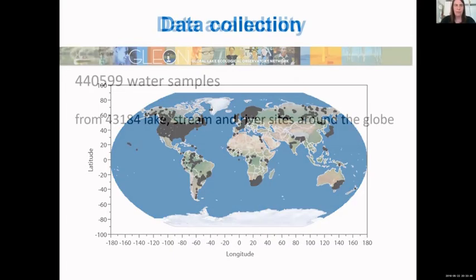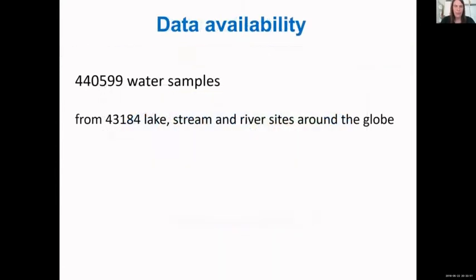So in the end, there were almost 500,000 water samples, and we had 43,184 lakes, streams, and also river sites. So this is a real global approach, not only the lakes, but also the rivers, because I wanted to see how it looks from a global freshwater perspective.